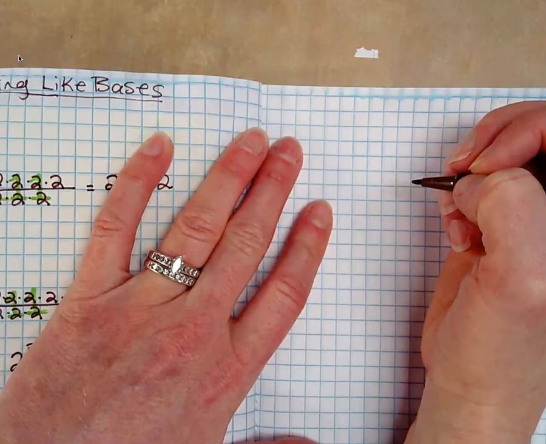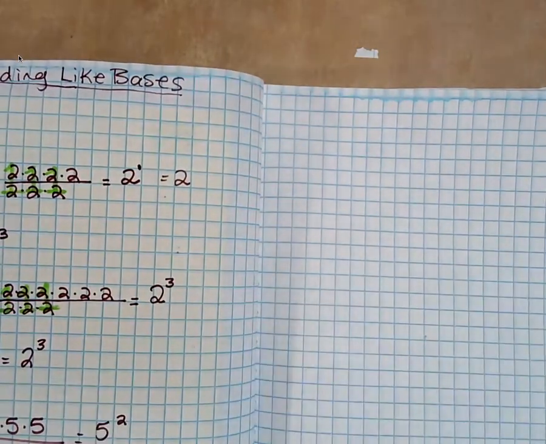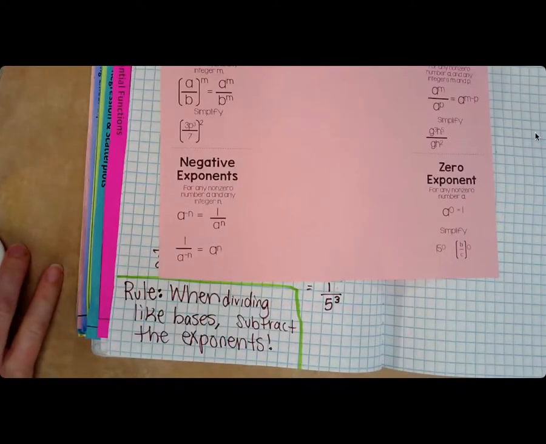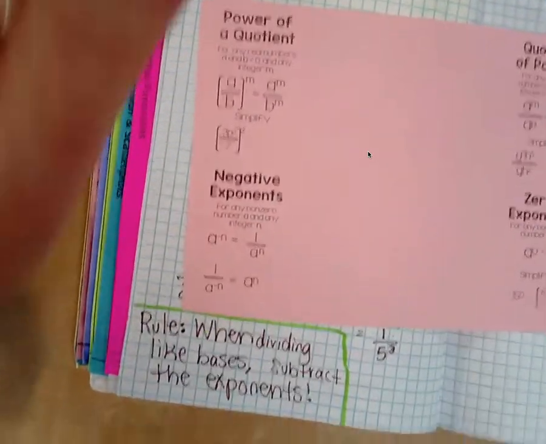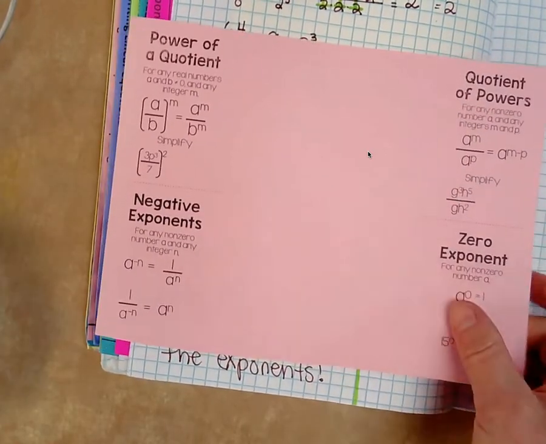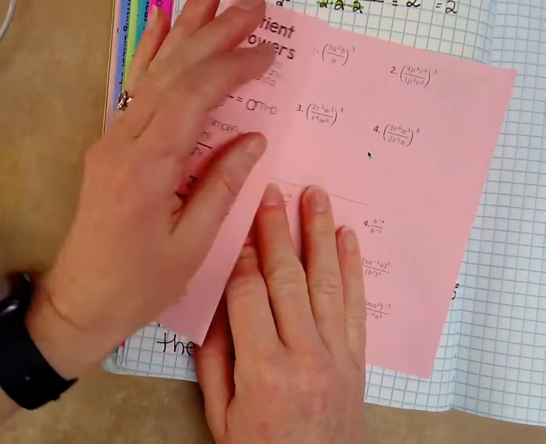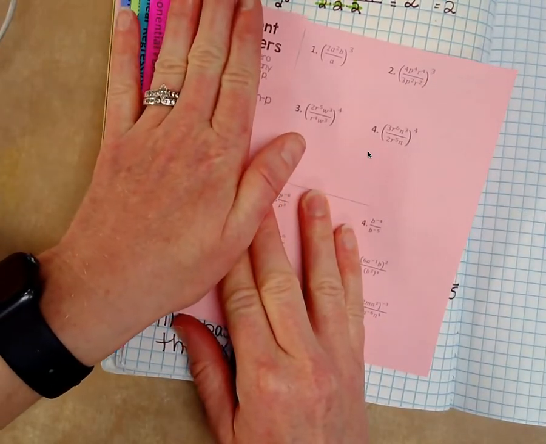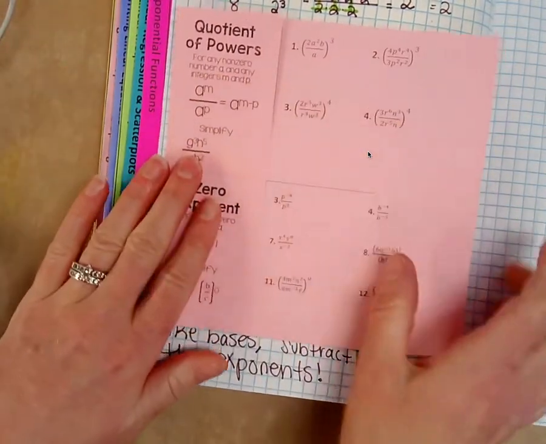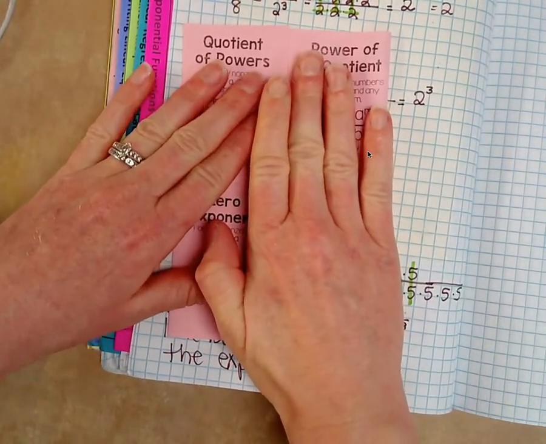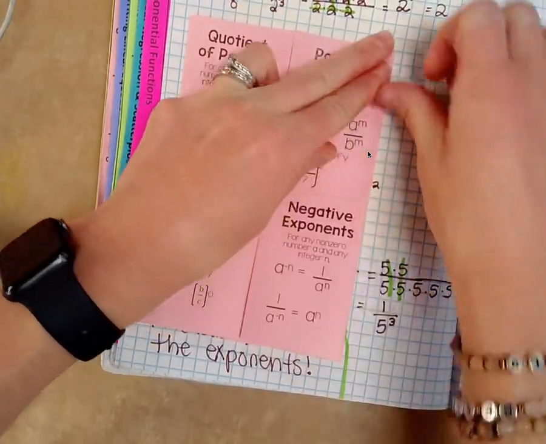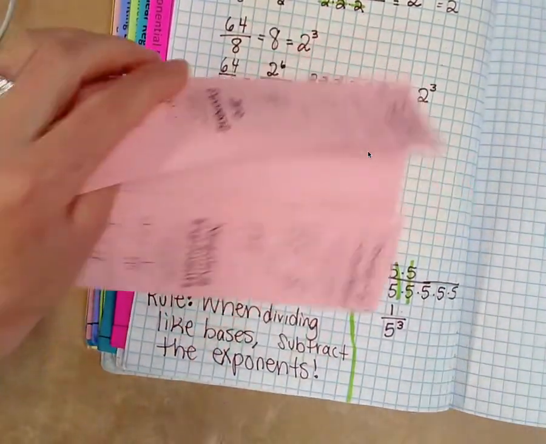Let's see. How about I just pass out the foldable? Y'all hang on. So you are going to cut out the paper like this. Fold this toward the center, and this toward the center. And then cut these.